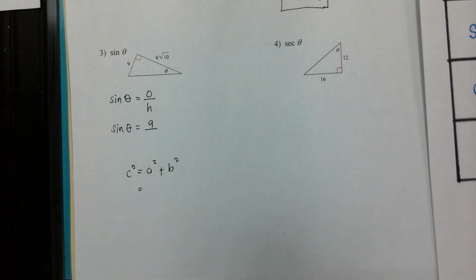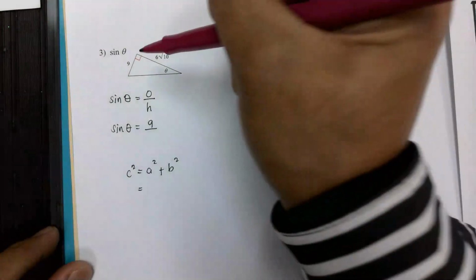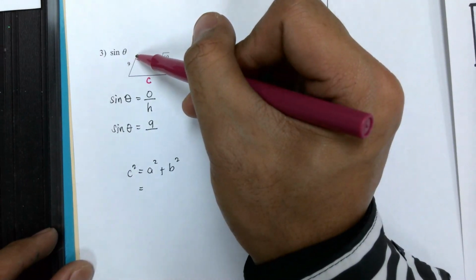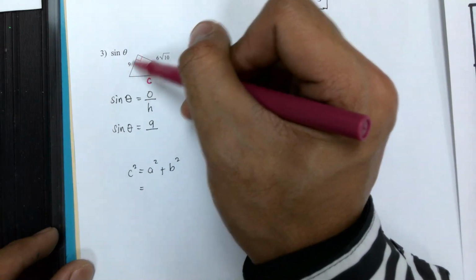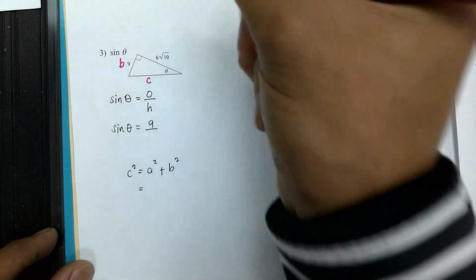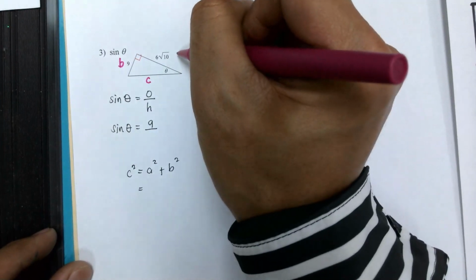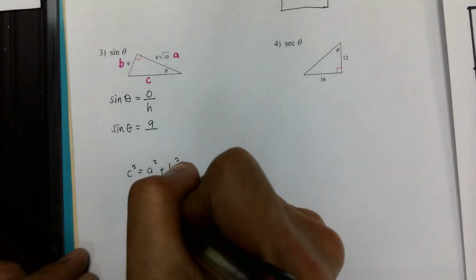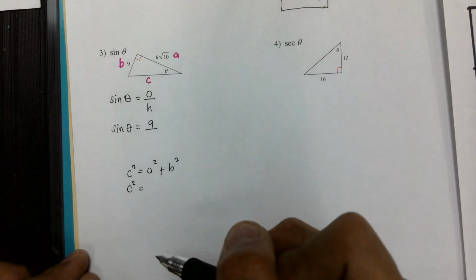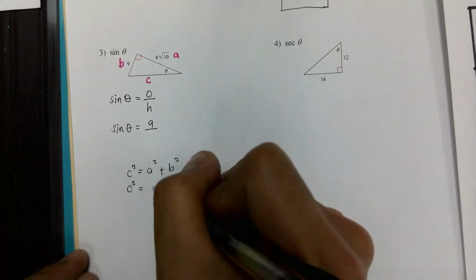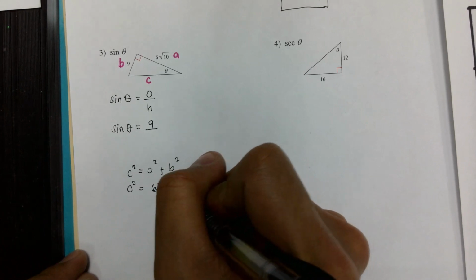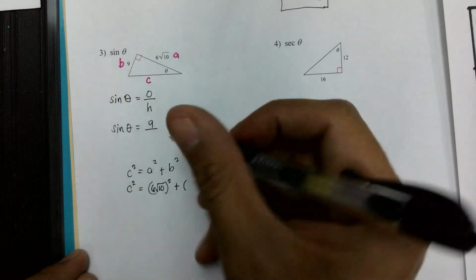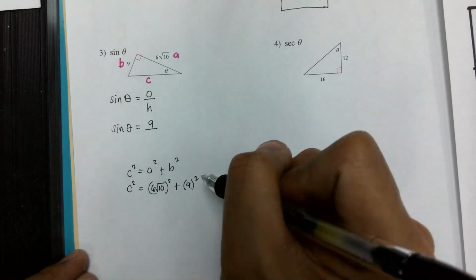Okay, now let's identify them correctly. Right across this symbol is C. The base of the triangle, or the bottom part of the triangle, is our B. And the height of the triangle is A. Now I'm going to do the replacement. C squared stays as is. A is 6 square root of 10, squared, plus B is 9 squared.